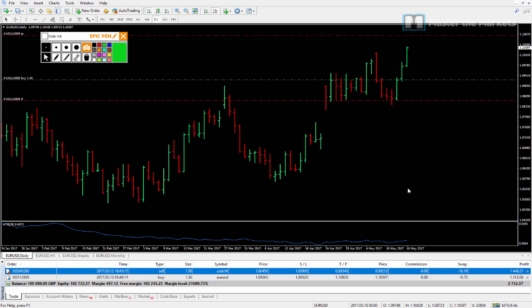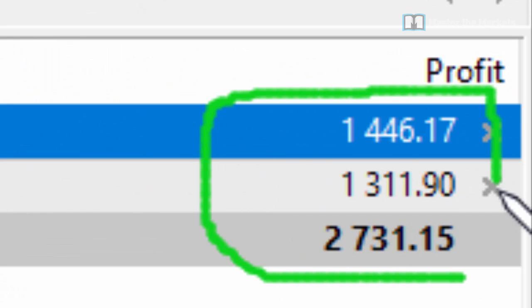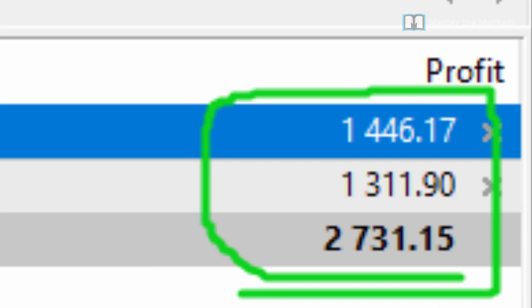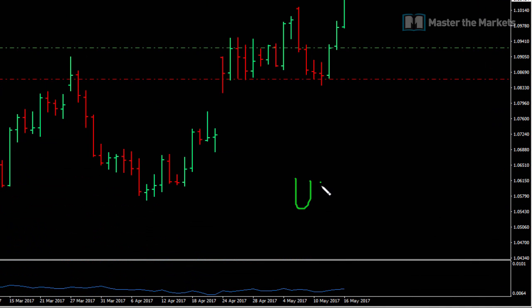So right now we have the Euro dollar and the dollar Swiss position over here. As you can see, we are just a little bit more than 2,500 pounds up, 2,731. Now, as I've always mentioned, and I'll stress one more time, whatever you're seeing over here is not yours yet. It's unrealized profits until you close the trade and you bank in the cash.